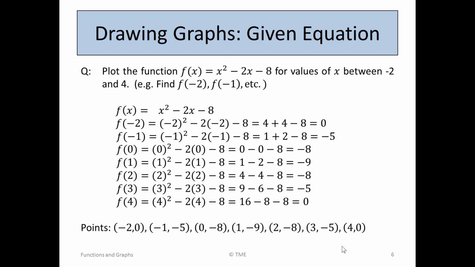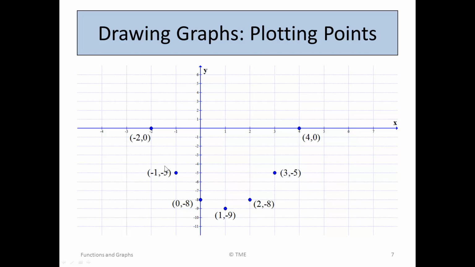We can now plot those points. So we note them as minus 2, 0, minus 1, minus 5, and we begin drawing them on our plot. Here's our y, and here's our x. Here's our minus 2, 0, our minus 1, minus 5, our 0, minus 8, and so on, and we draw all of the points between an x value of minus 2 and an x value of 4.